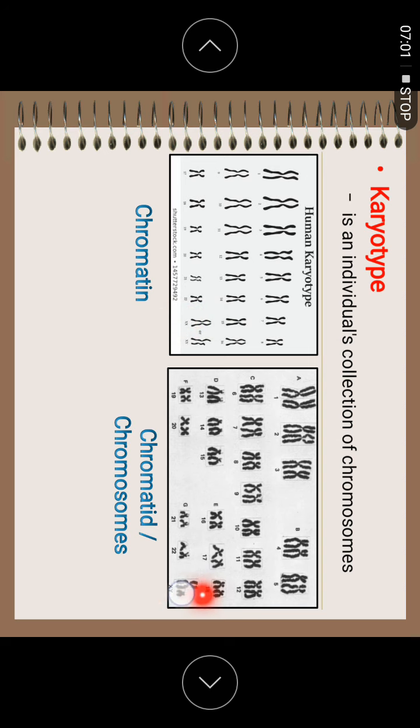This is the sex chromosome where they are a bit different. If they are XX, they are a woman. XY means they are a man. So this is how we differentiate the chromosomes of a man and a woman. Okay, so this is karyotype.